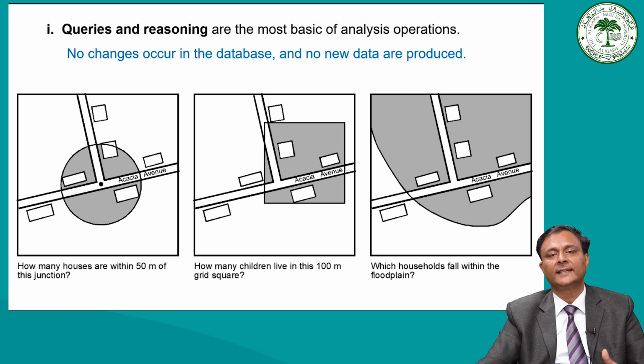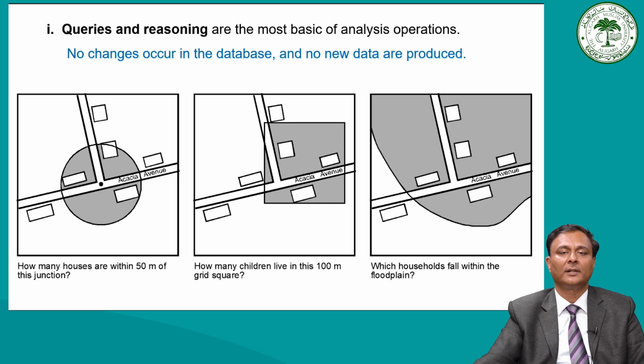Another can be queries and reasoning. We have seen this example earlier also, but I am taking it in this connection. I am taking the queries and reasoning as the basic analysis operation. No change occurs in the database here and no new data is produced. But these are the basic analysis operations in which the spatial information science is used to answer simple questions posed by the user. As I am saying, no change will occur in the database, and no new data will come up.